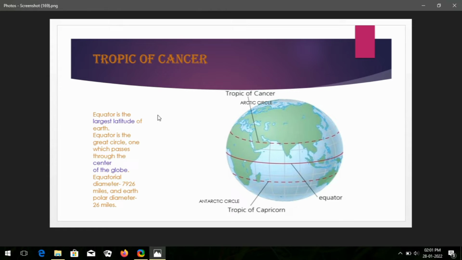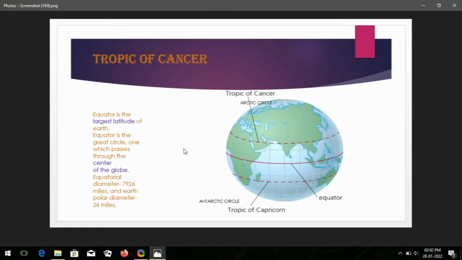So friends, as you can see on the computer screen, today we are going to discuss geography, and in geography we'll discuss three important lines. The first one is called the Tropic of Cancer, the second one is the Equator, and the third one is the Tropic of Capricorn.